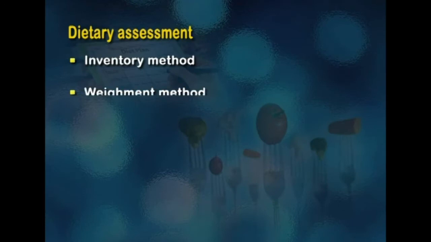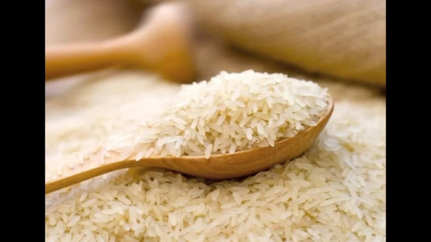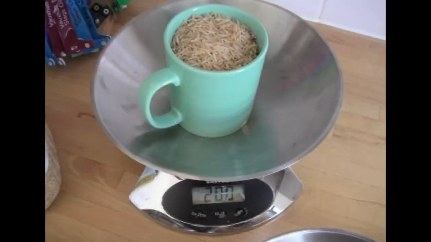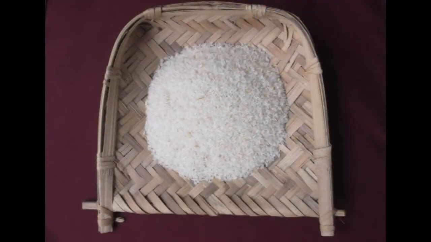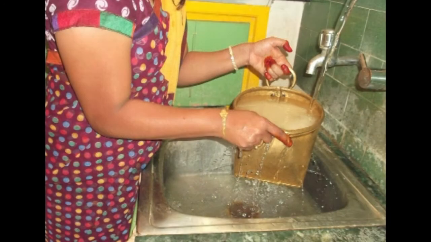The second method is called the weighment method. In this method, food, either raw or cooked, is actually weighed using an accurate balance. It is ideal to conduct such a survey for a period of 7 consecutive days to know the true picture of the diet. Every day the food is weighed in the morning as well as the evening before actual cooking is begun by the housewife. Only the edible portion of the raw food is weighed.